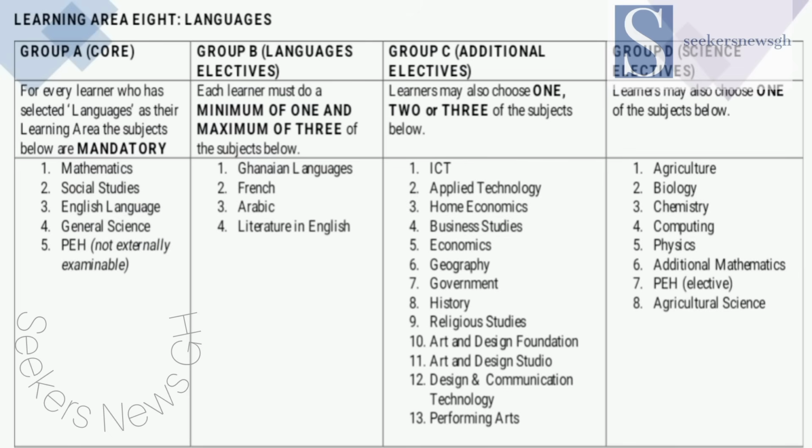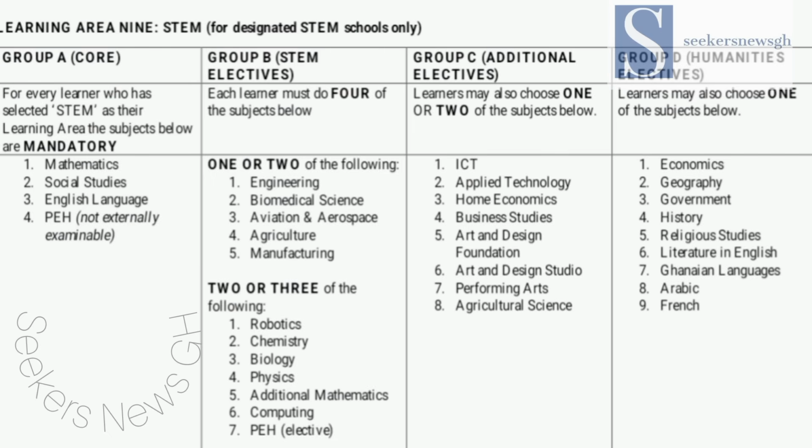Then you can go to group D and select 1: biology, chemistry, physics. So even though you are doing languages, you can also continue to do biology. Then this is for STEM schools only. So in STEM schools you do the 4 main core: mathematics, social studies, English language, and PEH. You don't do general science.